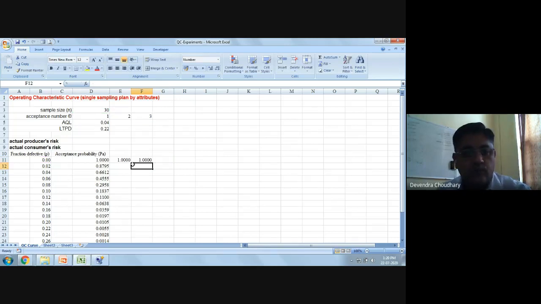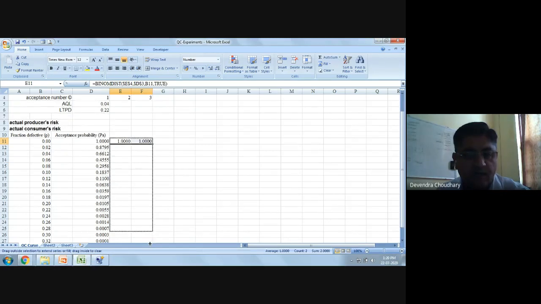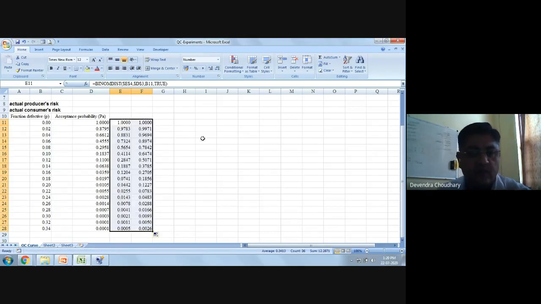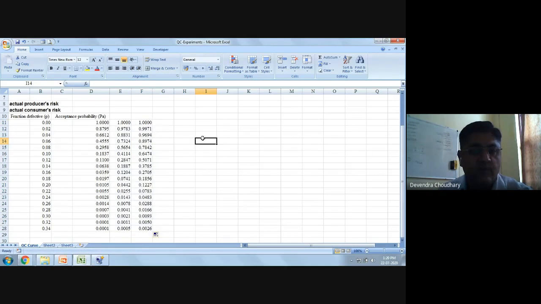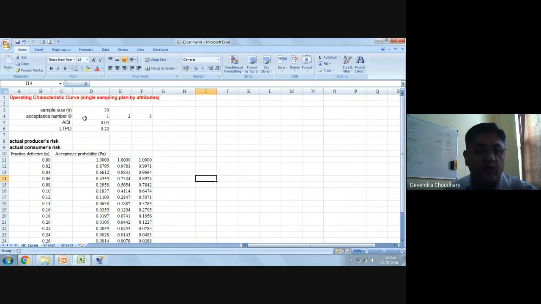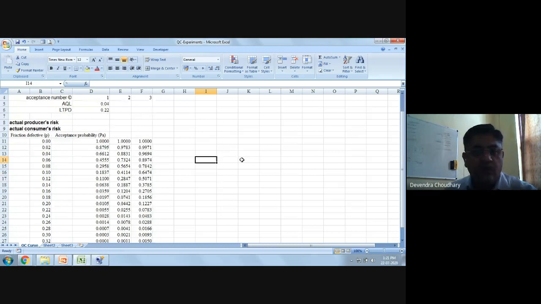Okay, so then you select both and drag. You should be careful when you select and drag so that no wrong data is chosen and you get the exact value. So here comes the probability. This is now the probability of acceptance corresponding to acceptance number 1. This is the probability of acceptance corresponding to acceptance number 2, and this is the probability of acceptance for acceptance number 3. So now we want to plot the OC curve.